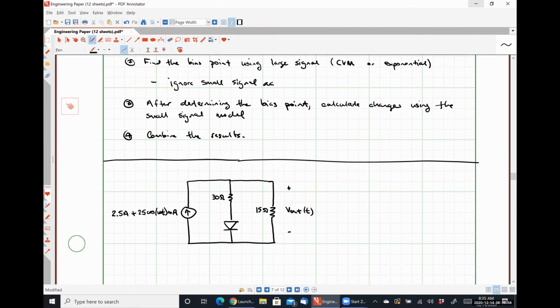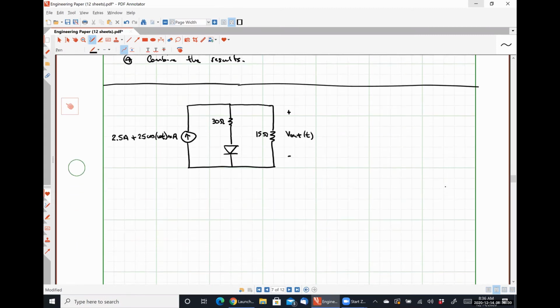So we have a current source that has both a DC and an AC component. So it's 2.5 amps DC, and then a 2.5 milliamp in amplitude cosine signal put on top of it. And our goal is to figure out what this output voltage is going to be in this diode circuit, okay? So step one says we need to split this guy into two separate models, a large signal model and a small signal model.